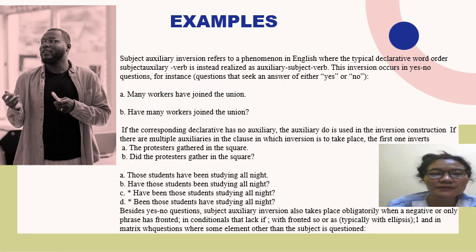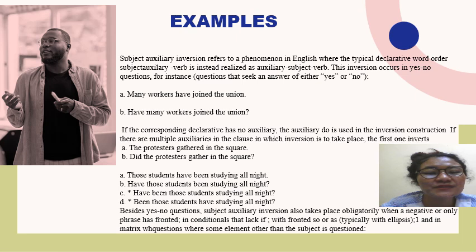Here are the examples about subject auxiliary inversion. Subject auxiliary inversion refers to a phenomenon in English where the typical declarative word order, subject auxiliary verb, is instead realized as auxiliary subject verb. This inversion occurs in yes-no questions, for instance, questions that seek an answer of either yes or no. Here are the examples. Many workers have joined the union. Have many workers joined the union?